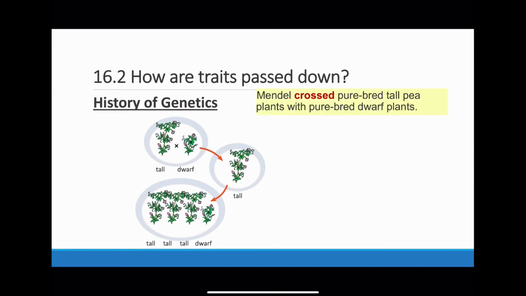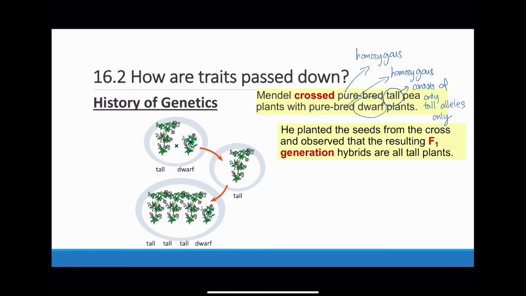What he did was he crossed purebred tall pea plants with purebred dwarf plants. Now, let me just emphasize what exactly the meaning of purebred is. Basically, when we say that something is a purebred species, we're just saying that they are homozygous. You learned in the previous lesson about homozygous and heterozygous. So by saying that it's pure, we're saying that it's homozygous to begin with. That means all the alleles in this tall pea plant will only consist of tall alleles, because it's a homozygous genotype. Likewise, the dwarf plants will only consist of dwarf alleles because they are pure. If it's not pure, we'll mention it in the question.